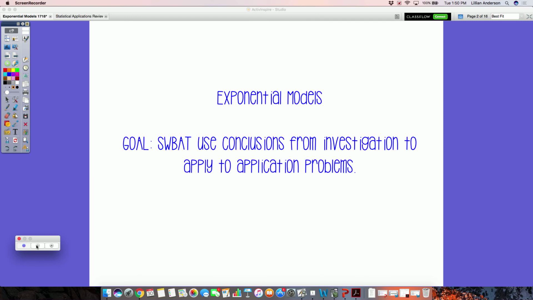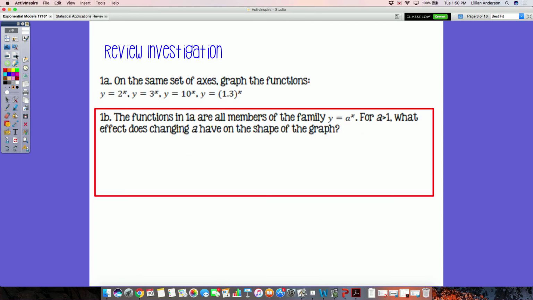So to start off today, we're going to actually look at our investigations. Go ahead and pull out your investigation first. We'll go over that just to make sure we're on the same page, and then we're going to use these different conclusions that we can draw from our investigation to apply them to our application problems.